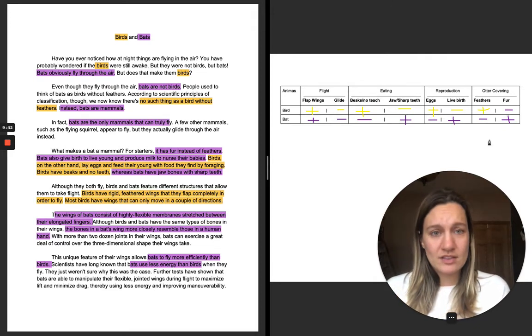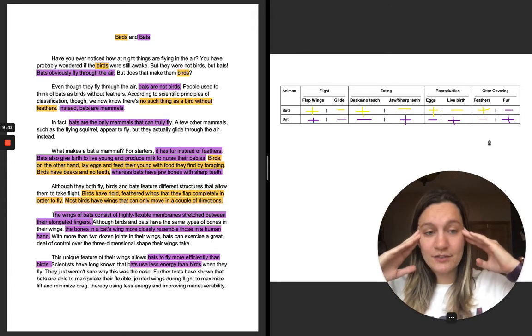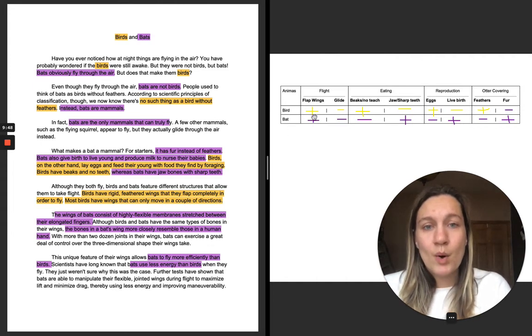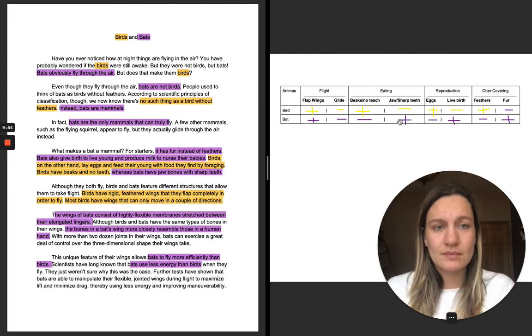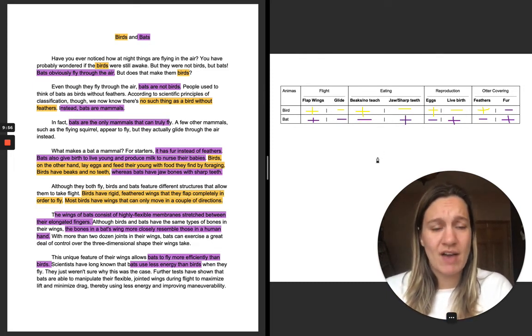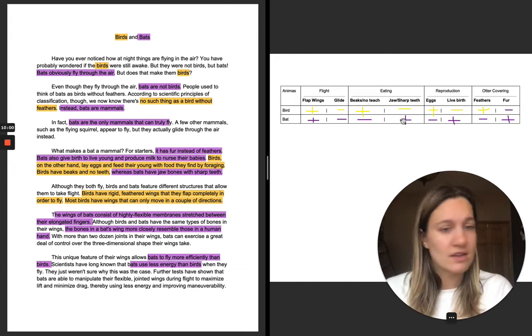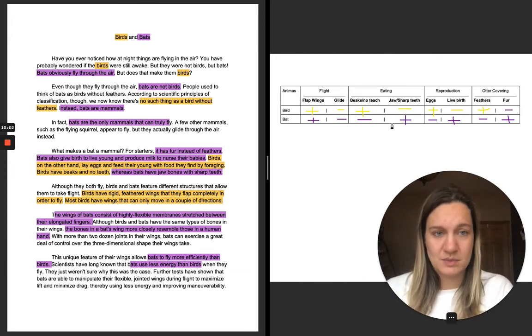Now I can look at this chart and I can fully understand the differences and similarities between bats and birds. Both the bat and the bird flap their wings to fly, so I know that bats and birds fly in the same way. However, for the rest of my chart, they have opposite things. Birds have beaks, bats have teeth, have jaws. They are not the same in this way.